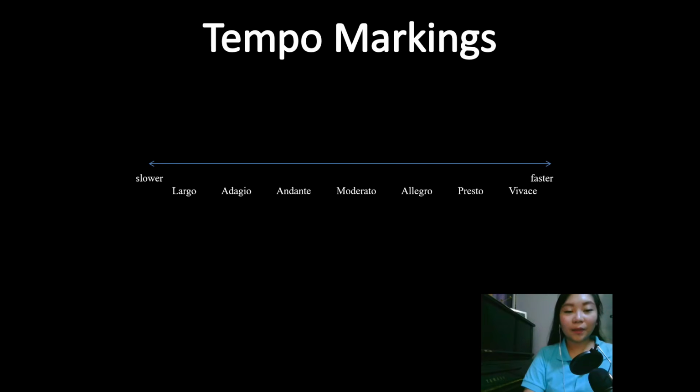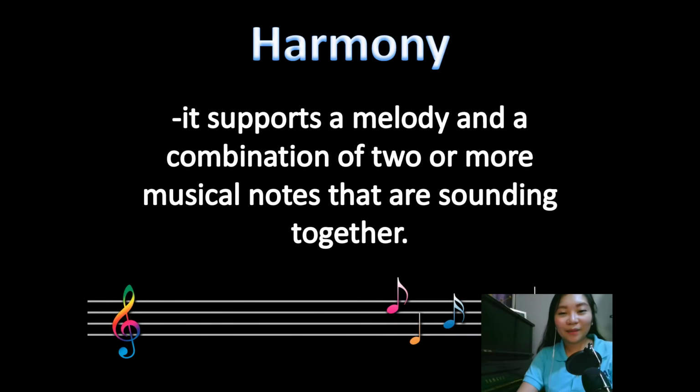Now, these tempo markings are just some of the many tempo markings we have in music. Now, this image will help you identify which tempo marking is faster and which one is slower. Another element of music that we have is harmony. Harmony supports a melody and is a combination of two or more musical notes sounding together.